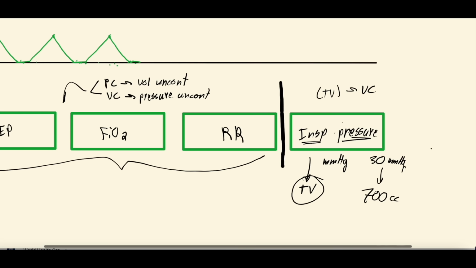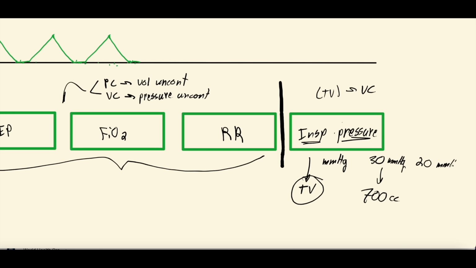Well, you can go down, right? Maybe you'll decrease the inspiratory pressure to 20 millimeters of mercury. And that pressure being lower, you could picture, right? If you're pushing in less pressure, the tidal volume is going to be lower. Maybe the patient then gets 500 cc's per breath.